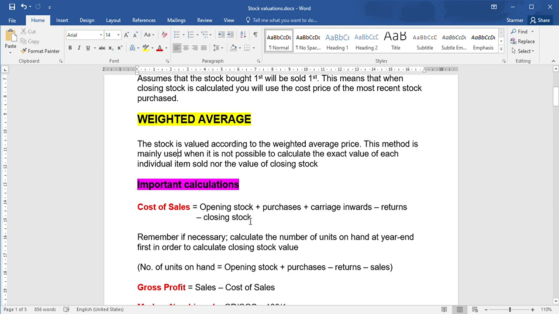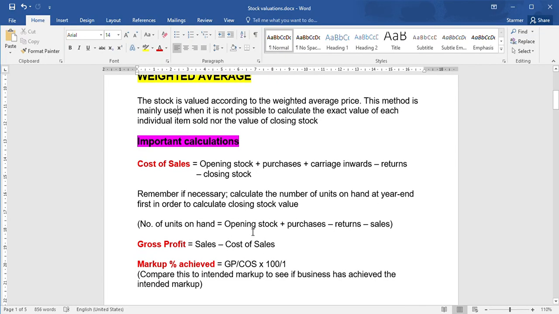Quite often they don't give you this closing stock figure. If that is the case, you're going to have to calculate your number of units in closing stock. So you start with your number of units in opening stock, you add the number of units purchased, you subtract the number of units returned, and you subtract the number of units sold. And that will give you your number of units on hand, which you then use, depending whether you're using weighted average or FIFO, to value this closing stock.